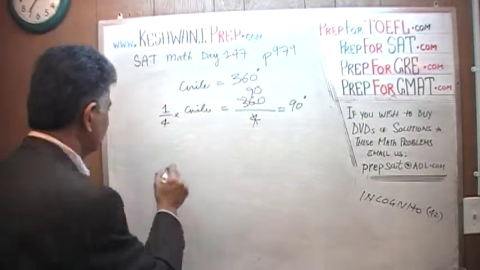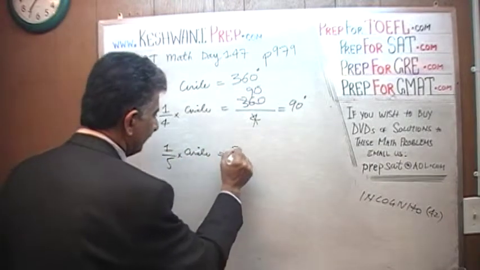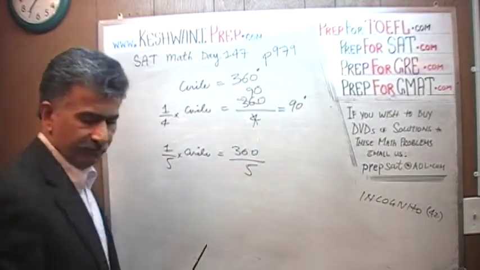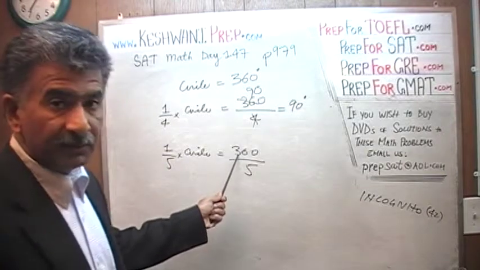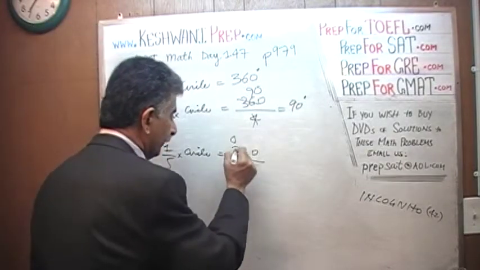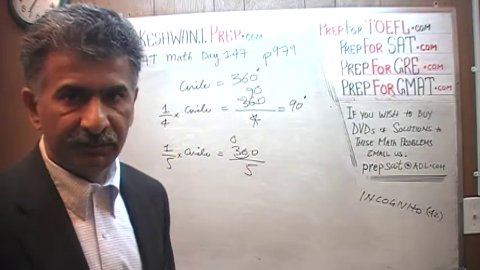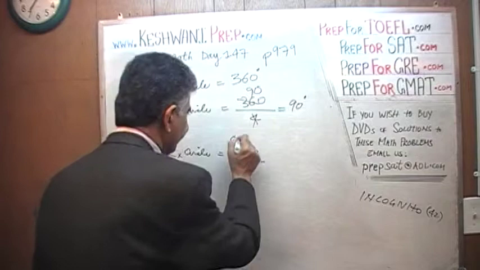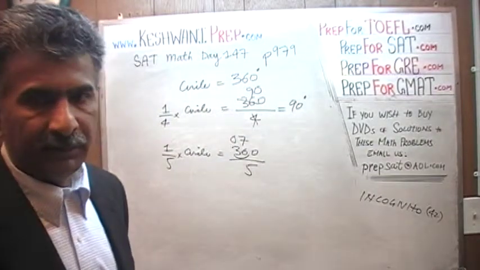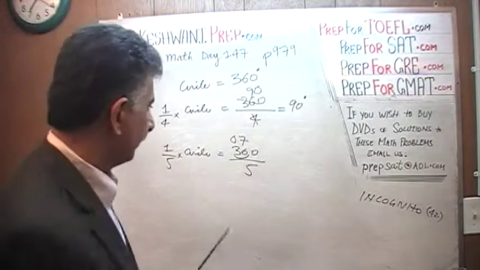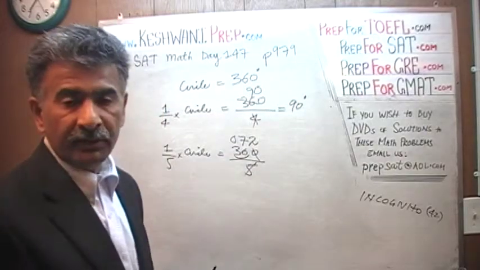Let's find 1/5 of a circle. 1/5 of a circle is going to be 360 divided by 5. Let's find out how many degrees in 1/5 of a circle. How many 5s in a 3? 3 has no 5s. That 3 goes and joins this guy, becomes 36. How many 5s in 36? 36 has 7 5s. The remaining one goes and joins this guy, becomes 10. How many 5s in a 10? 10 has 2 5s. There you go. So it's 72 degrees in 1/5 of a circle.